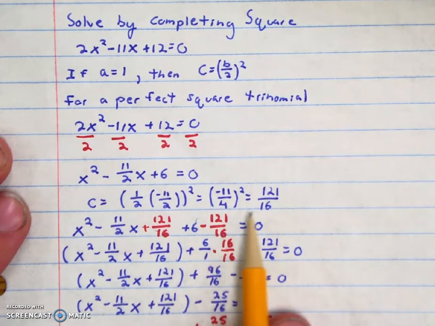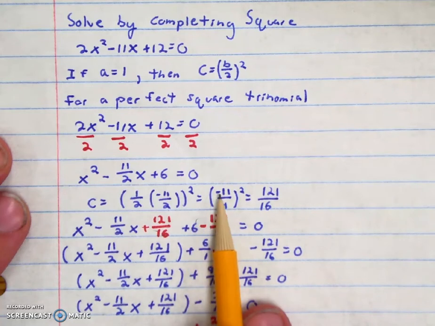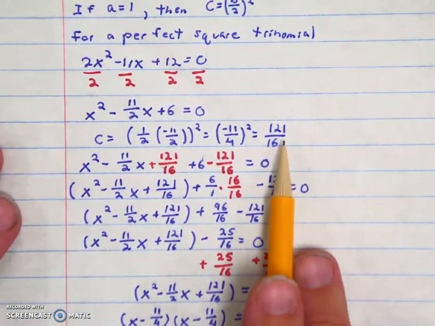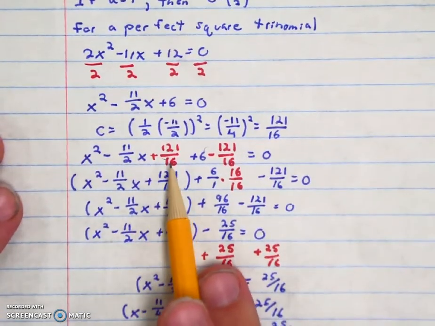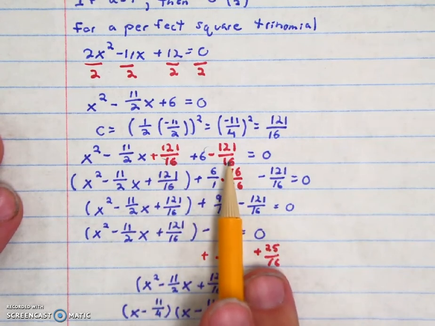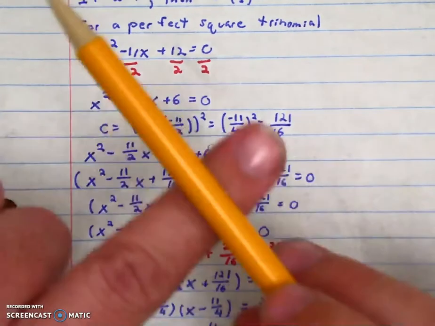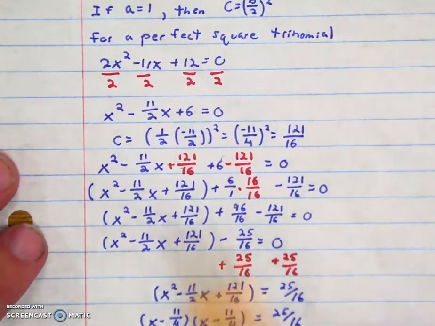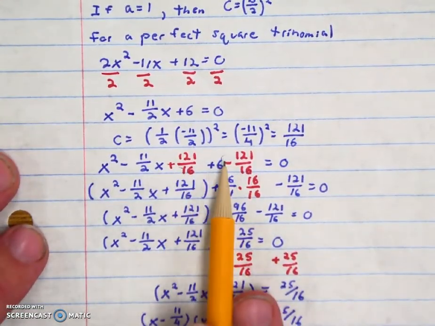Remember, this is going to be important later. What's negative 11 squared? 121. What's 4 squared? 16. Cool. Now, remember, if we add 121/16, we need to subtract 121/16. We need to make sure that there is balance. We don't want things to be unbalanced and falling out all over the place and being crazy. So I got my balance because I added and I took it away.